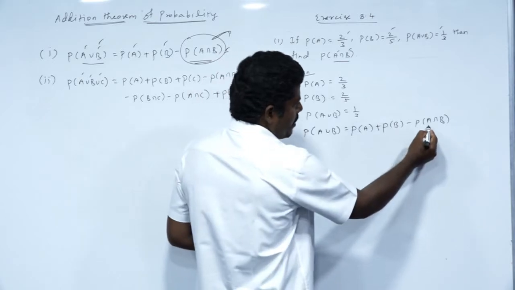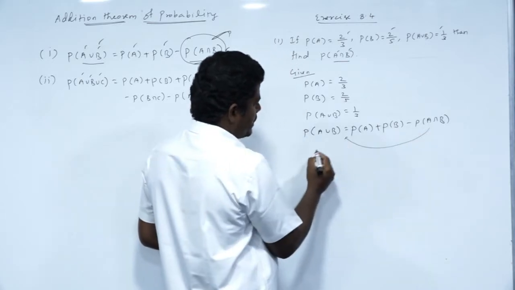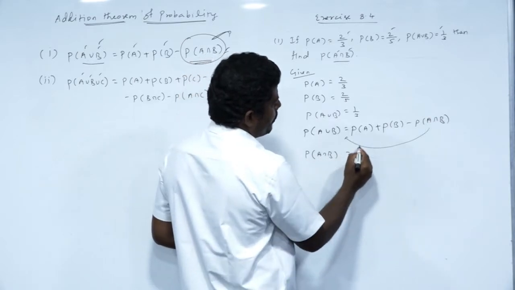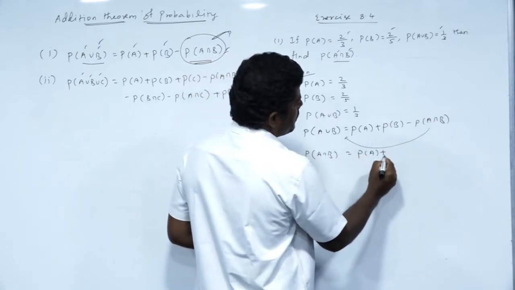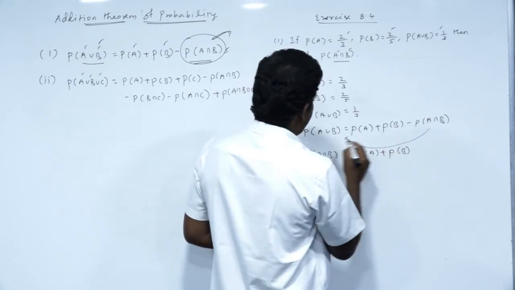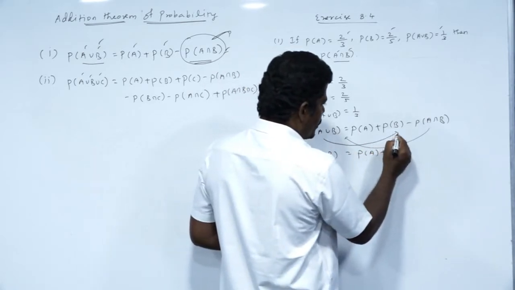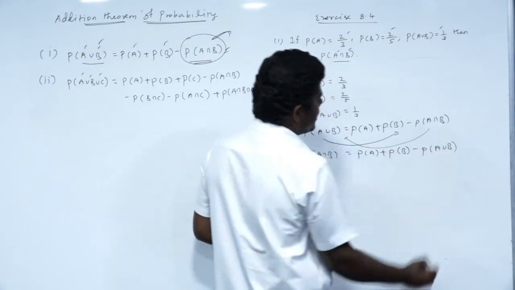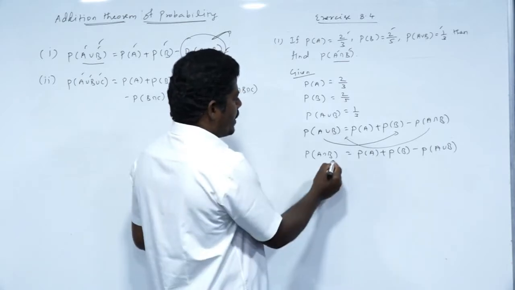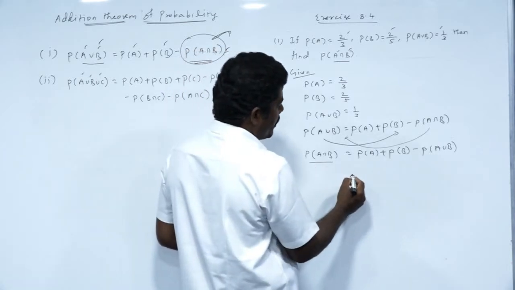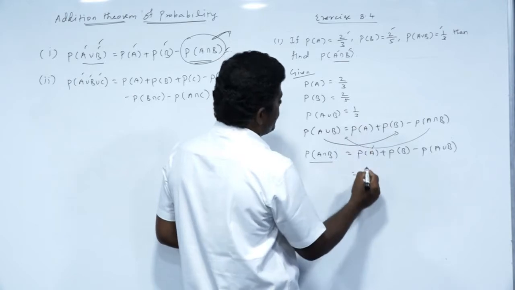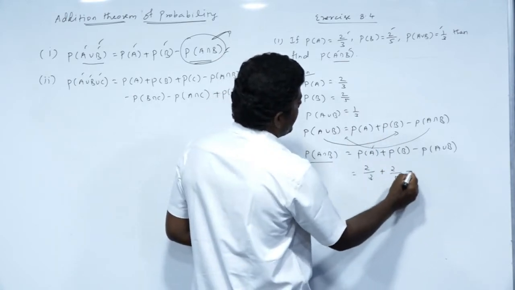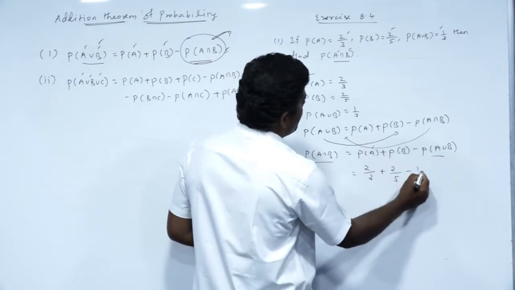Now you send this probability of A intersection B to the left side, it becomes plus probability of A intersection B is equal to probability of A plus probability of B. Now you send this probability of A union B to the right side, it becomes minus probability of A union B. Now probability of A intersection B you want to find out. So probability of A is 2 divided by 3 plus probability of B is 2 divided by 5 minus probability of A union B is 1 divided by 3.